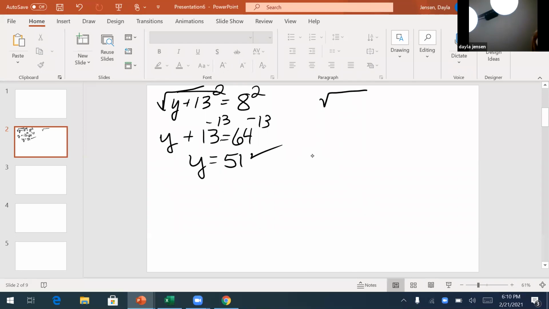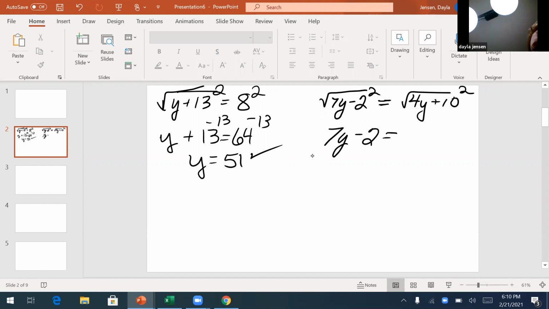So I have the square root of 7y minus 2 equals the square root of 4y plus 10. The same idea here. I still need to get that y out of the radical sign. So if I square both sides, I'm going to get rid of that radical sign and that radical sign. So now, like always, get everything with a y on one side of the equation. So subtract 4y from this side. So 3y equals, add 2 to both sides.